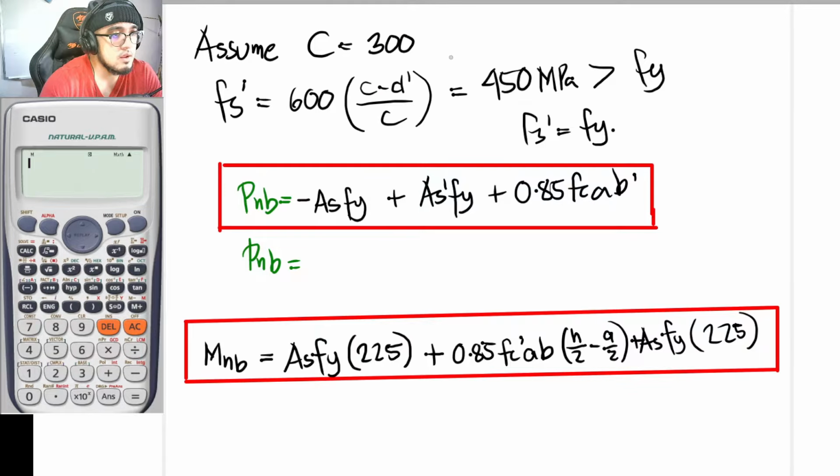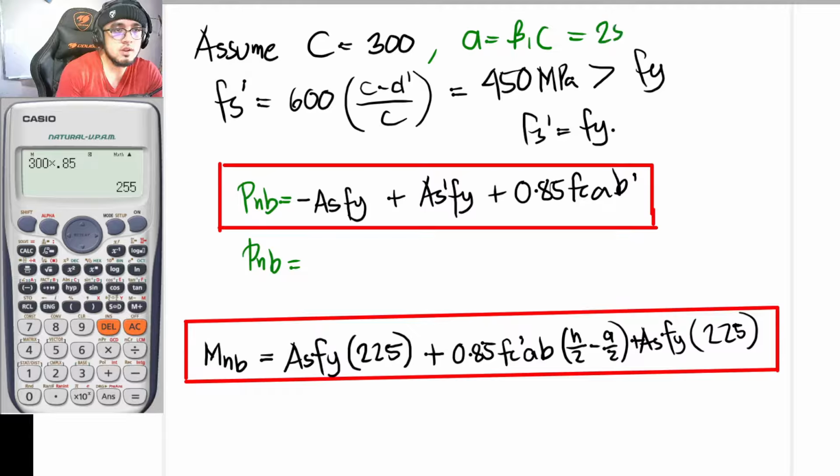By the way, guys, after assuming your value for your C, of course, solve for the value for your A. And A is basically equal to beta 1 times C. With that, 300 times 0.85. So the value for A is now equal to 255.